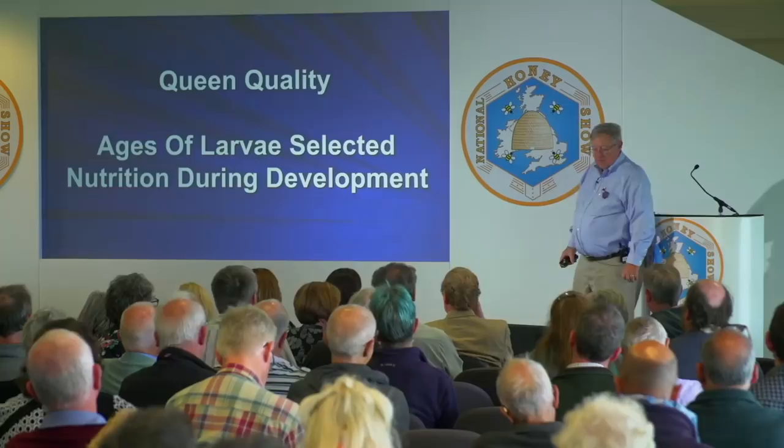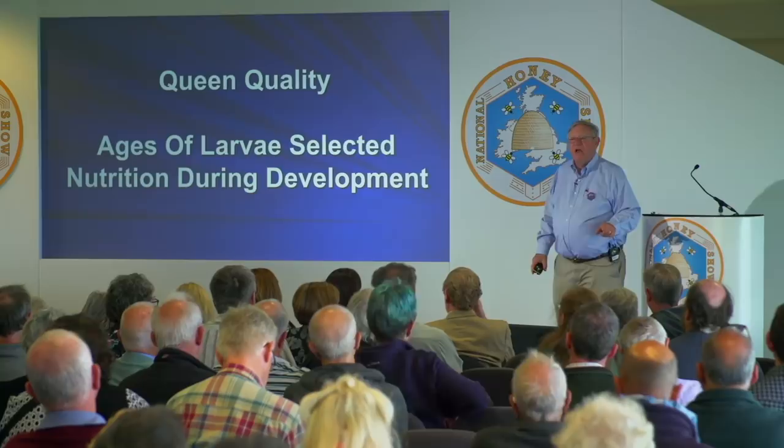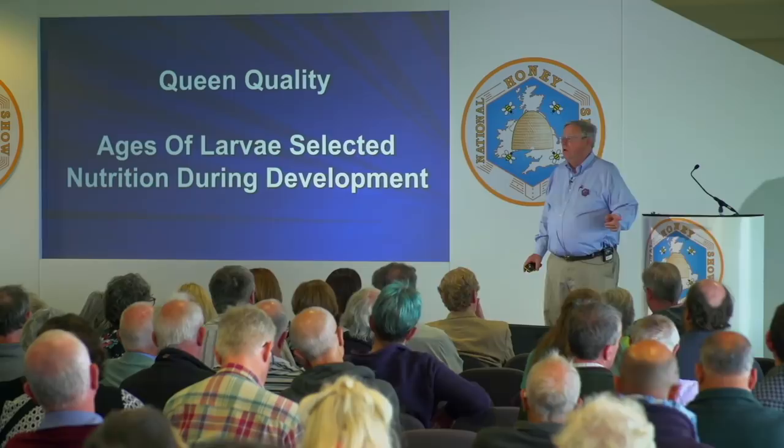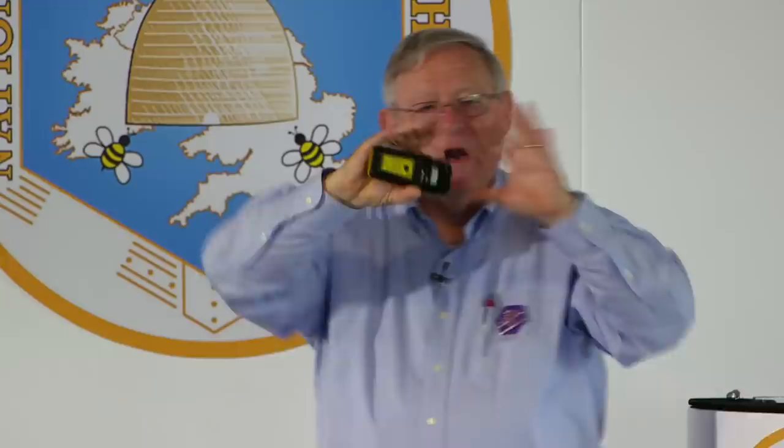But because they selected a 3-day-old larva, because her nutrition was limited during her development, she is likely to be a poor queen. All right. Let's look at this a little bit more in relation to the basic biology of the hive and the pheromone distribution to figure out how the bees determine when they need to raise emergency queens.